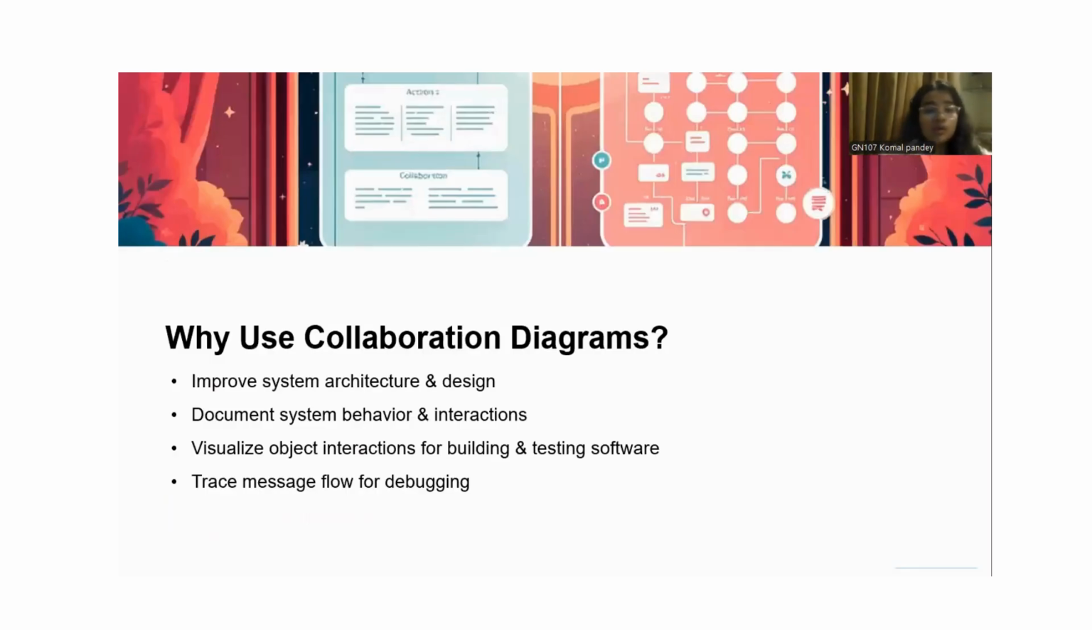And why do we use collaboration diagrams? Because they help us visualize interactions, improve system design, document architecture, and trace message flow for debugging. These are the use cases of a collaboration diagram.